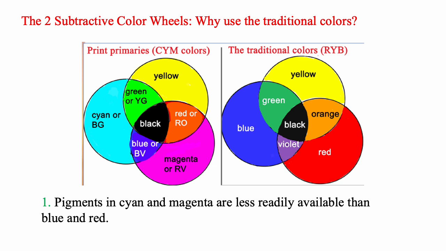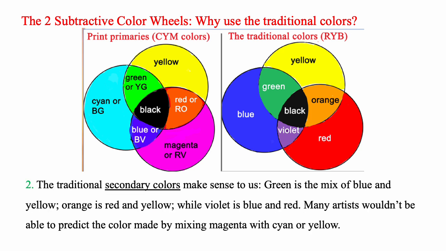Even though the print primary system is more realistic than the traditional system, I'm going to use the traditional colors for 4 reasons. And the first one is that pigments in cyan and magenta are less readily available than blue and red. The second reason why I'm using the traditional colors rather than the print primaries is that the secondary traditional colors make sense to us. In other words, blue and yellow make green, yellow and red make orange, and red and blue make violet. But most people wouldn't know what cyan mixed with magenta would make.